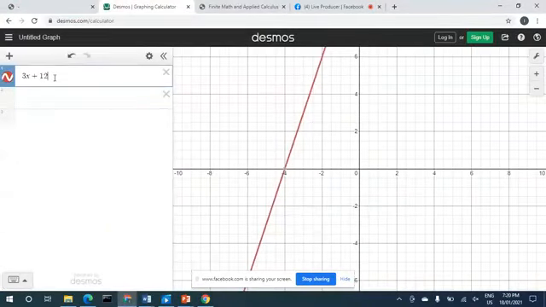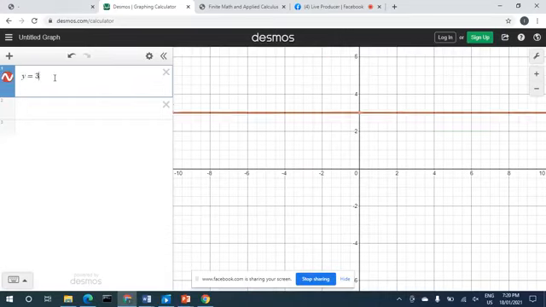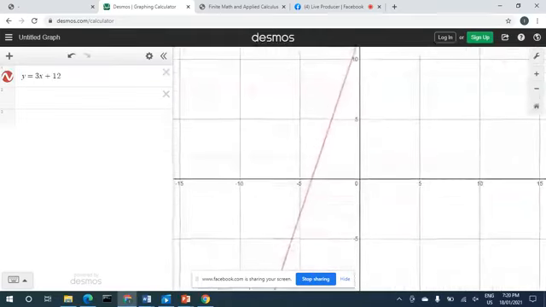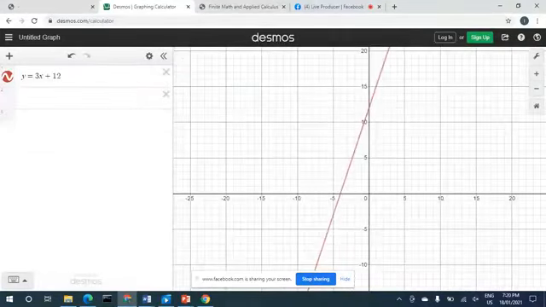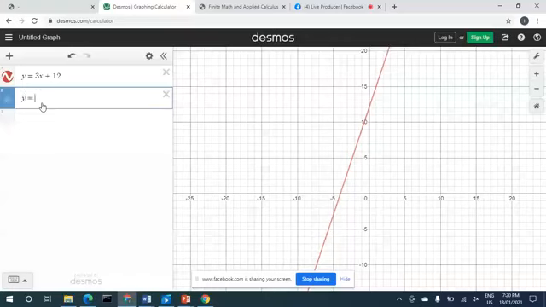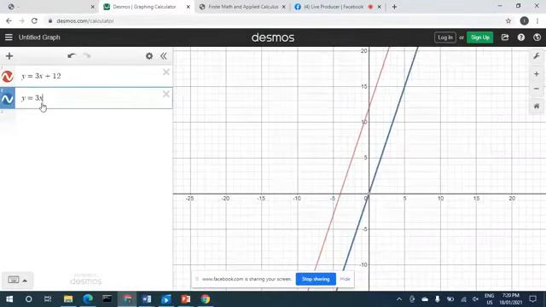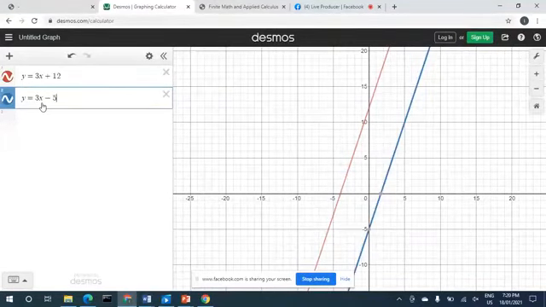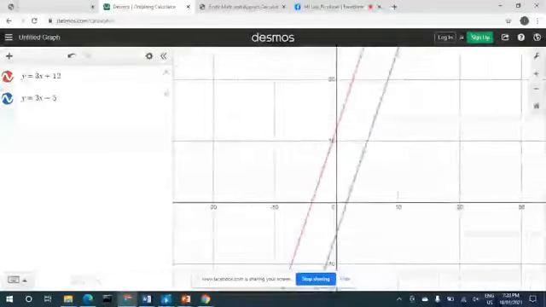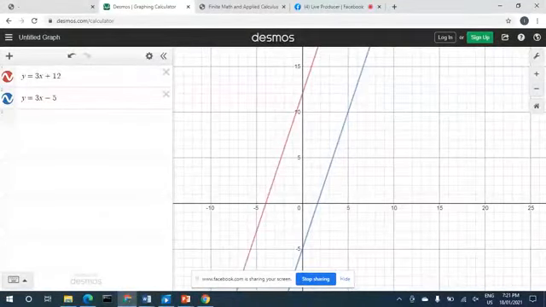So notice, let's put it in: y equals 3x plus 12. All right, so that's its graph. That's the graph of this function, and it's a linear function. Let's look at the other one that was given. We have y equals 3x minus 5. And again, notice the similarities between the two. What can you say about the red one and the blue one?